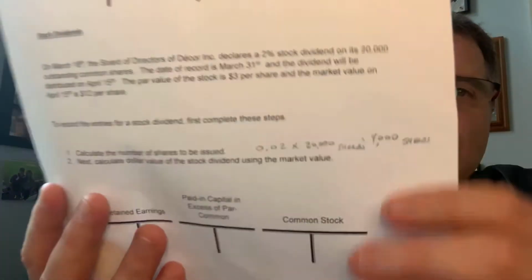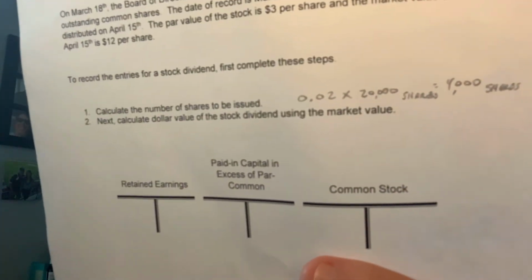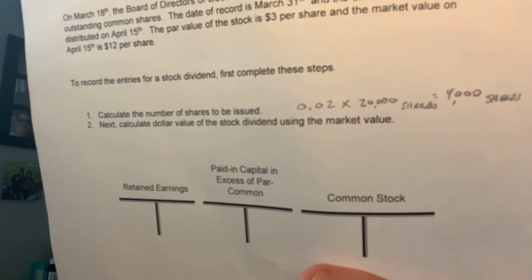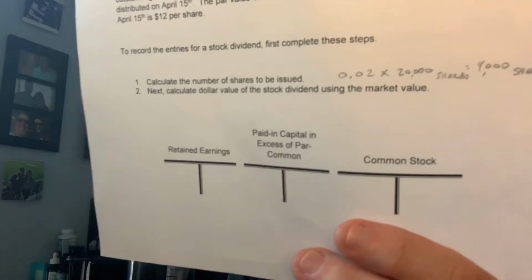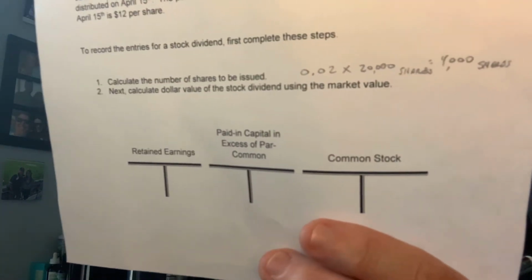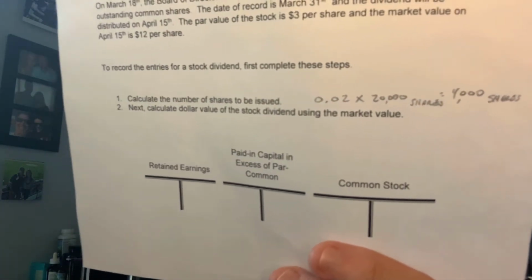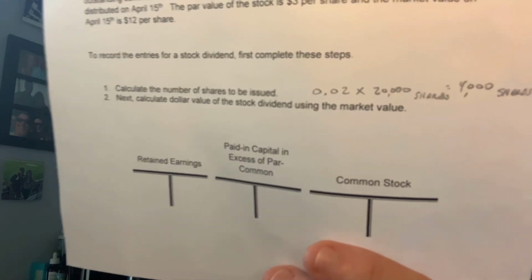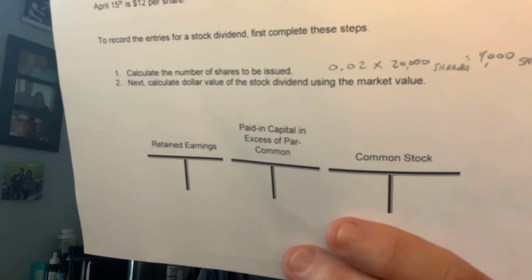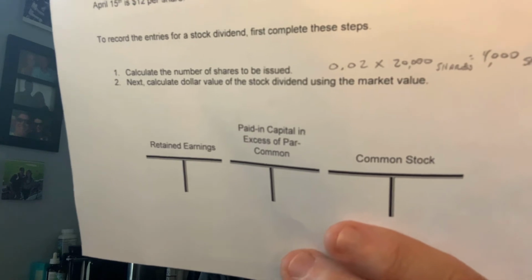Once you figure out how many shares the company's given out, we need to take that and put it into a dollar value. That's where the market value comes in. In the problem they gave us the market value on the day these shares were distributed: $12 per share. Effectively, that's what it's costing the company, because if the company had to go into the marketplace and buy those shares back, that's what they would have to pay, right? $12 per share. Remember, the company doesn't set the price of their shares once it's out in the marketplace.